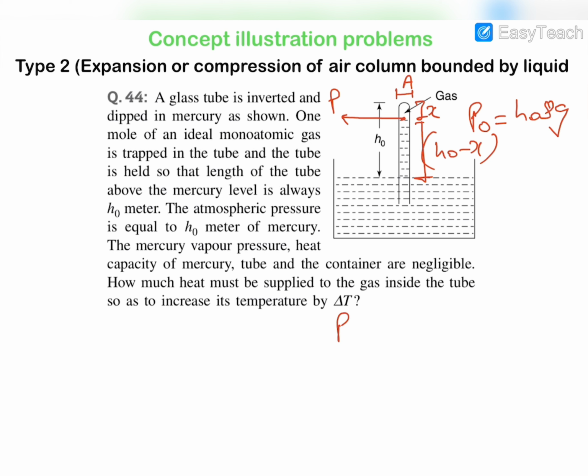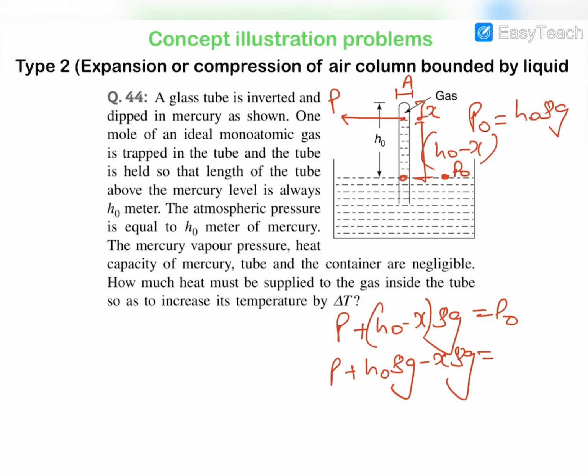So we can say that P plus (h0 minus x) rho g is the pressure at this point, and this will be equal to P0. And P plus h0 rho g minus x rho g is equal to P0, and P0 will be equal to h0 rho g. So P will be equal to x rho g at any moment of time.